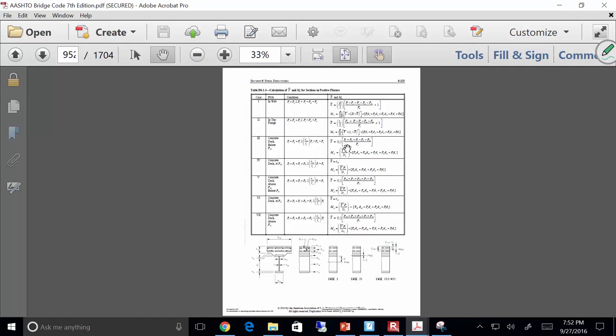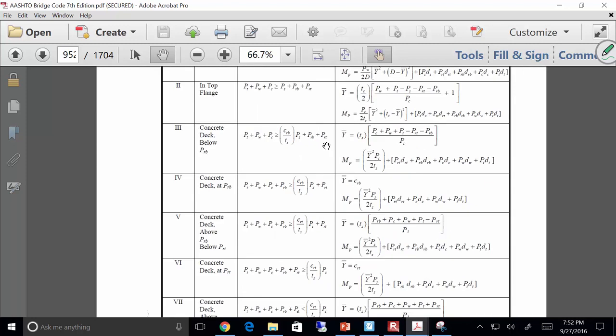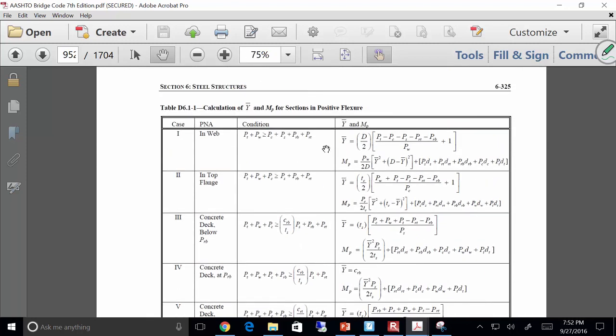Okay? Now, I want to look at this first table, and it says calculation of Y and MP for sections in positive flexure. Now, the first thing we got to do is figure out what case governs. Remember, we're only going to really have case 1, case 2, and case 3, because none of that rebar stuff is going to matter for us since we're looking at positive bending, and we're going to assume all the rebar terms go to 0. Now, the first thing we need to do is compute these plastic forces: P sub T, P sub W, P sub C, P sub S.